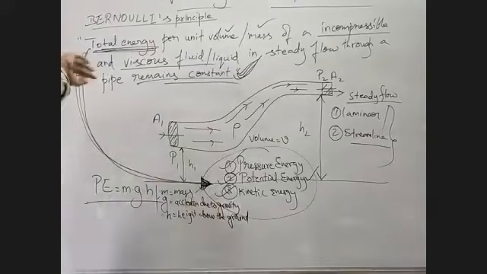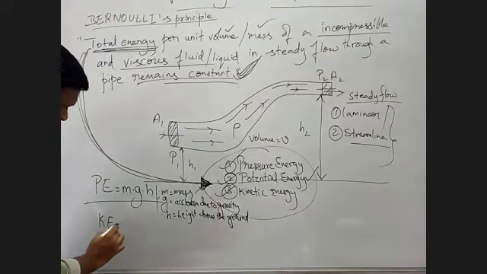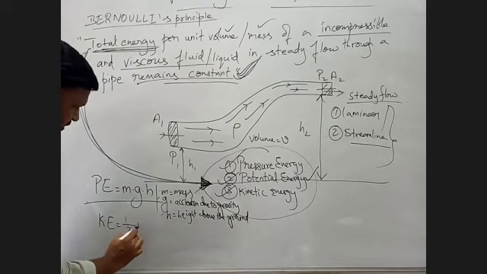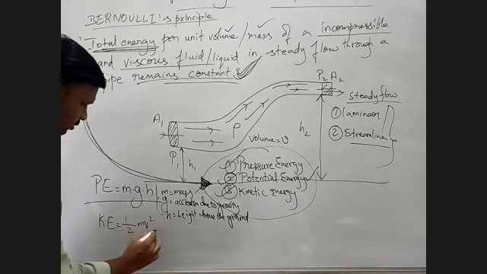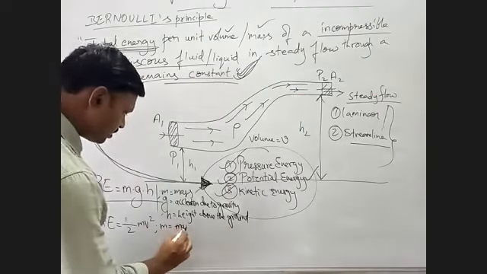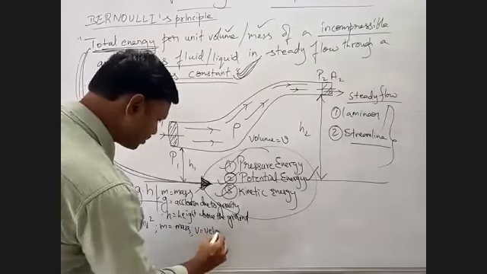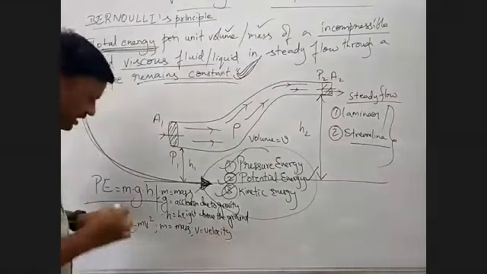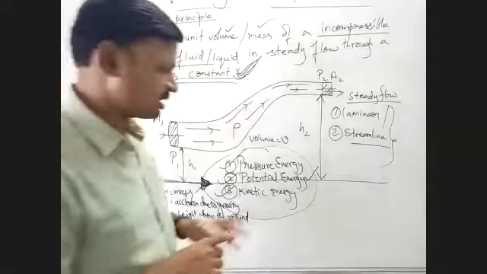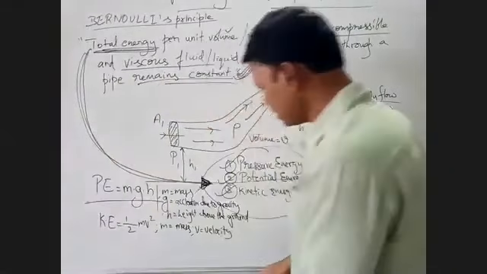Then finally kinetic energy: E equal to half mv square, or mv square by 2, where m is again the mass, and v is the velocity, whether it is a fluid or liquid or object, whatever it is. Okay? So look here carefully.